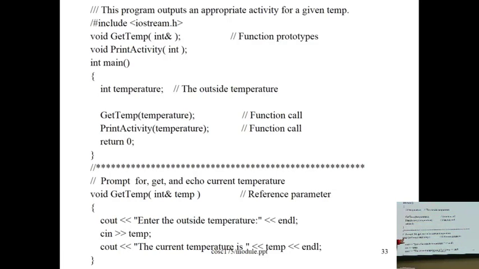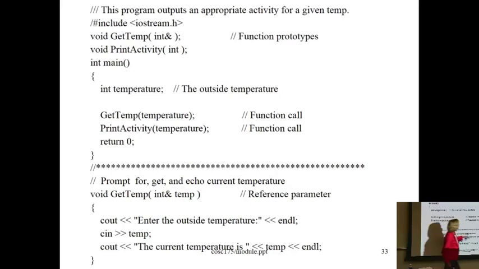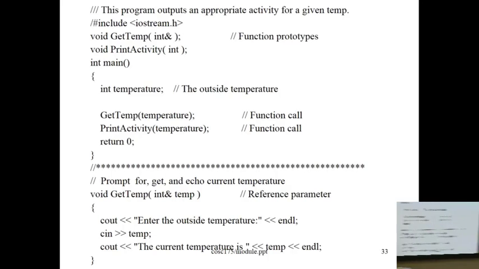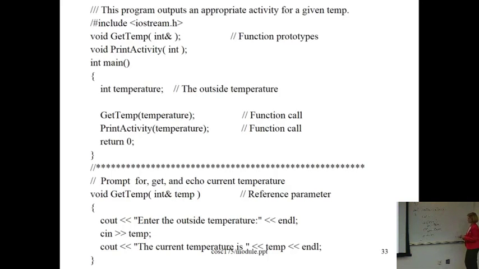This is a void function. It's called get temperature. Now, what is different about get temperature versus one of the functions I've done, like, let's say that I want to convert temperature or something like that. Why do you think I have an ampersand on get temperature? Any ideas? Why that might be different?